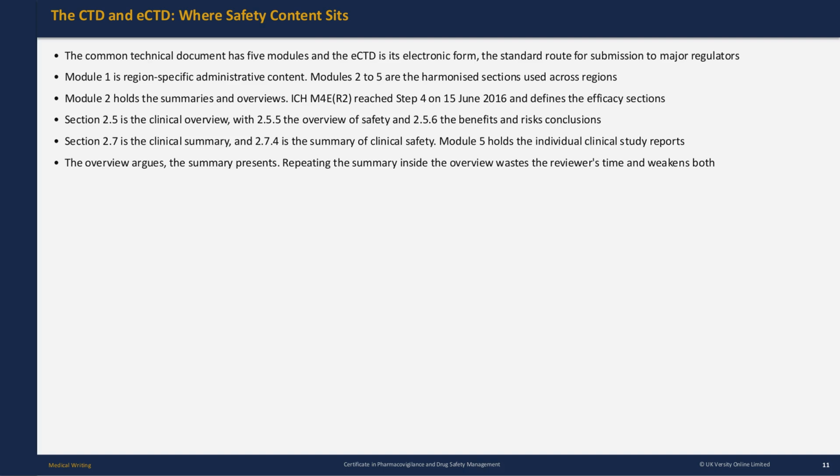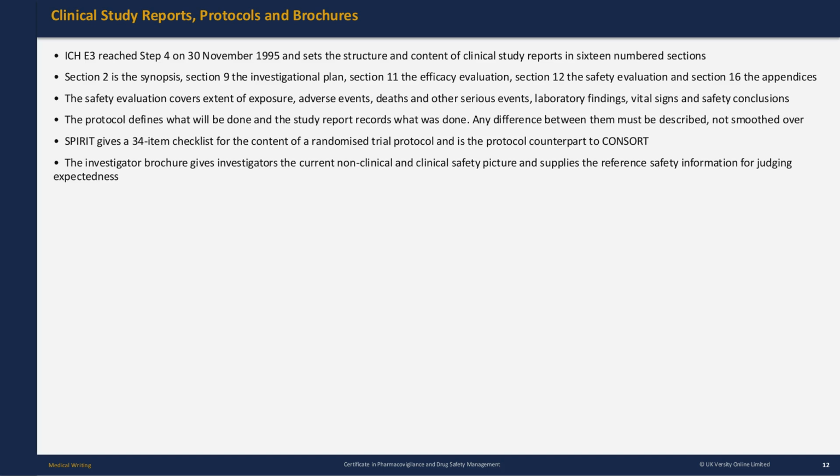ICH M4E(R2) reached Step 4 on 15 June 2016 and defines the efficacy sections. Section 2.5 is the clinical overview, with 2.5.5 the overview of safety and 2.5.6 the benefits and risks conclusions. Clinical study reports, protocols, and brochures.